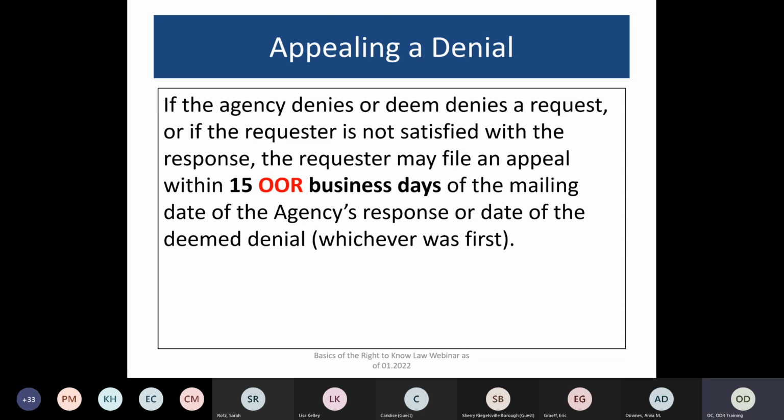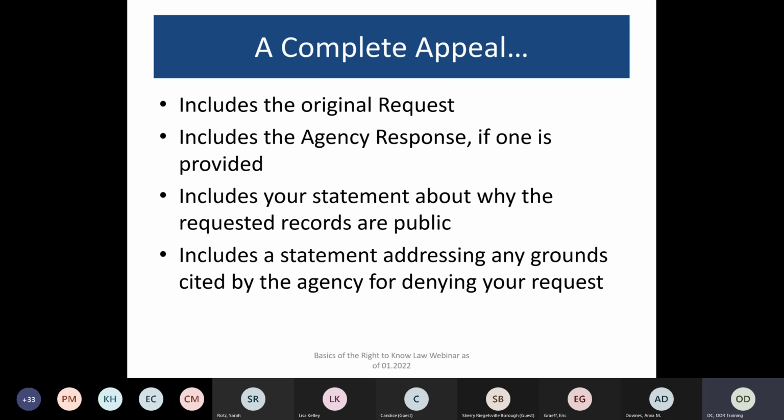Once the agency denies or deems denied, if they forget to respond, the appeal window opens and the requester now has 15 business days, our business days here at the Office of Open Records, to file their appeal. Okay, and it's based on that date of the response. Now, most appeals are filed online on our website. It's a fairly easy process to do that, and it feeds into our docketing system.